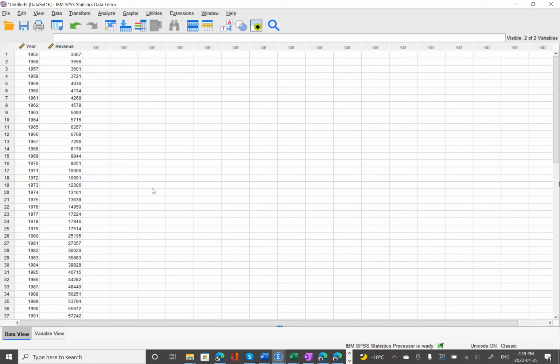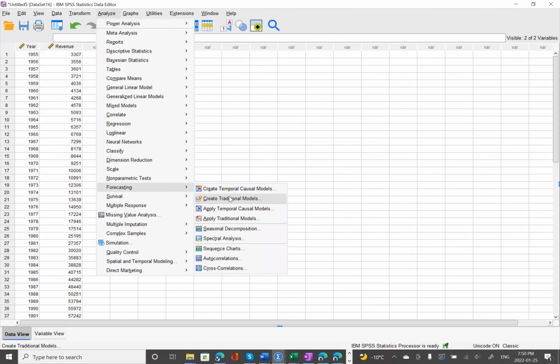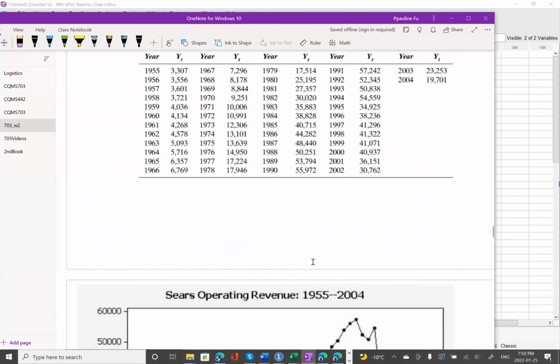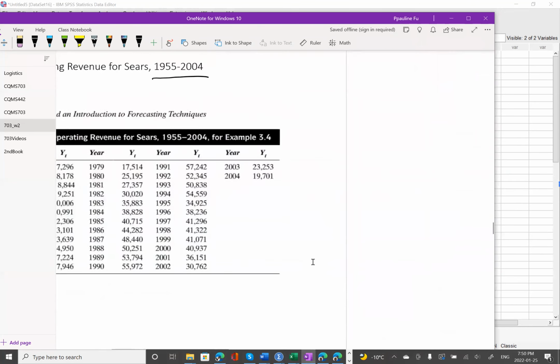Based on this data, you can produce the autocorrelation function. You go to Analyze, Forecasting, Autocorrelation. I want to copy this screen.